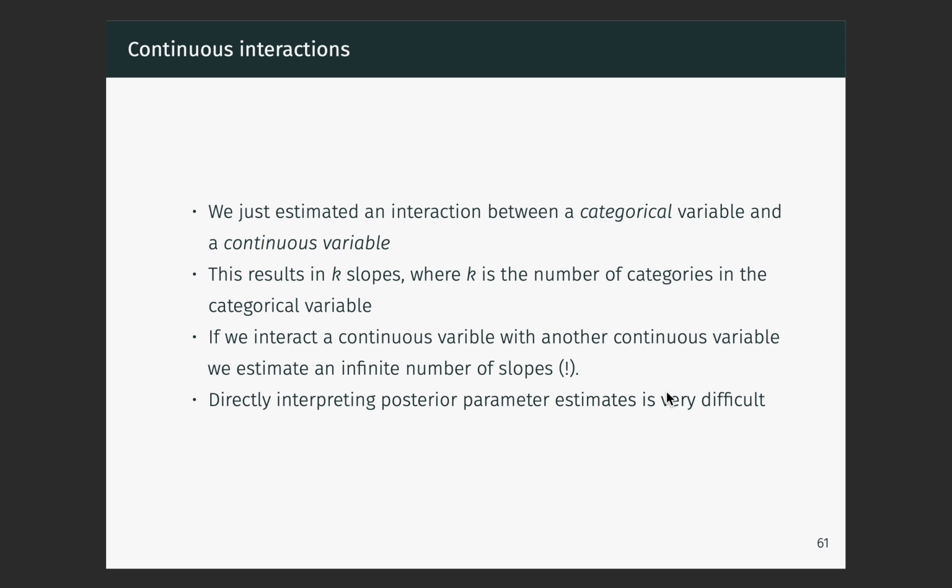Now, in the categorical by continuous example, we're going to get k slopes, where k is the number of categories in the categorical variable. But if we interact two continuous variables, we estimate an infinite number of slopes. We don't have the clean distinction of Africa and non-Africa. We can subdivide steps along a continuous variable an infinitesimal number of ways, so we end up with a potentially infinite number of slopes. And directly interpreting posterior parameter estimates in this context gets really difficult.